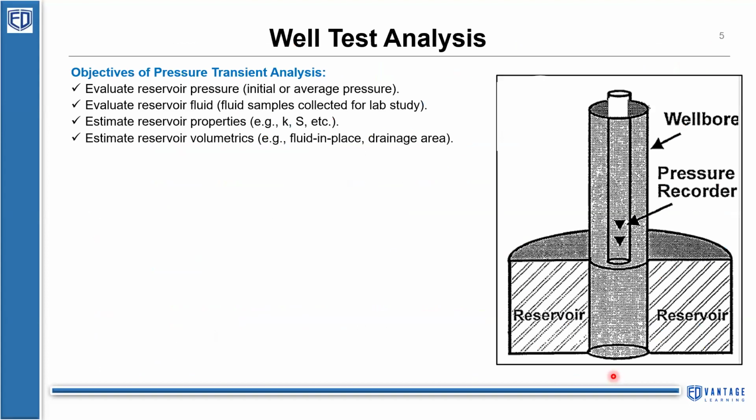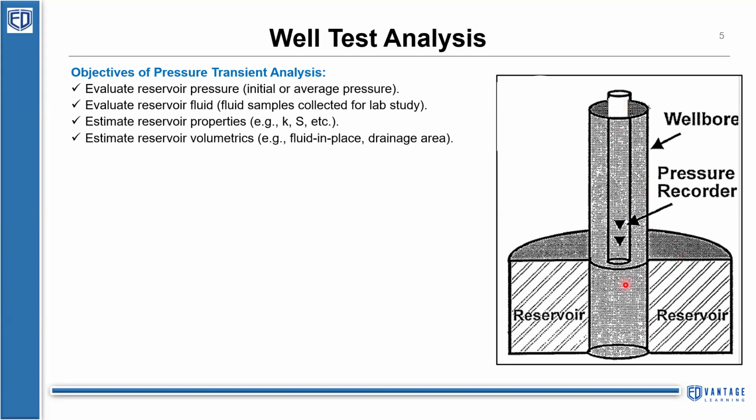So to start with, we want to see what is the objective of PTA, also called pressure transient analysis. As I have told you, we will be using both terms, well test analysis and PTA, interchangeably. If you look at this picture, we have a reservoir, the bulk reservoir, where we have drilled a vertical well, and maybe it has been completed with a casing as well as cementing. Just for representation purposes, it is shown as open hole here.